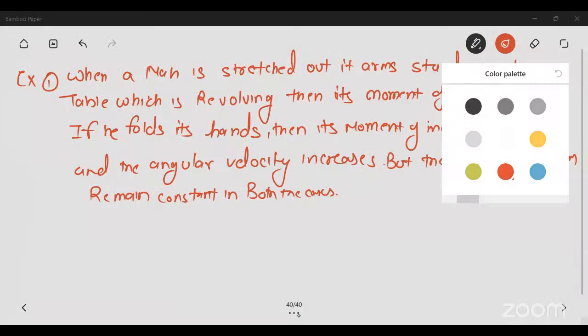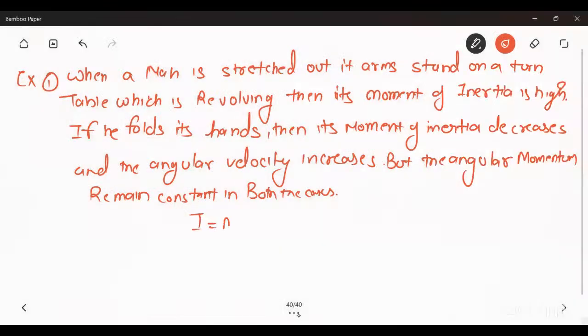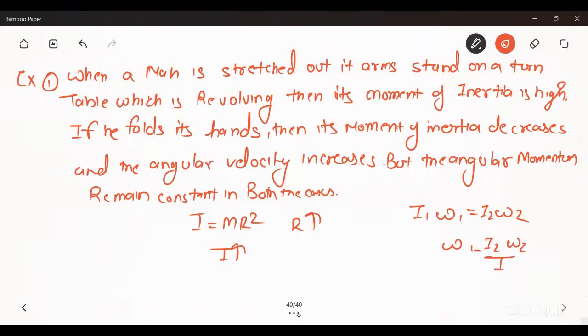I is equal to mr square, and if the distance increases, I increases. I1 omega 1 equals I2 omega 2. So omega is inversely proportional to I, because I omega is constant. So if I increases, omega decreases. And if she folds her hands, her distance will be less, that means I will be less, which means the angular velocity will be higher. So that was your example. Okay.